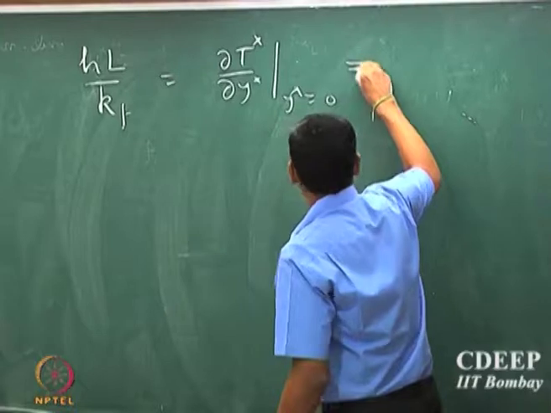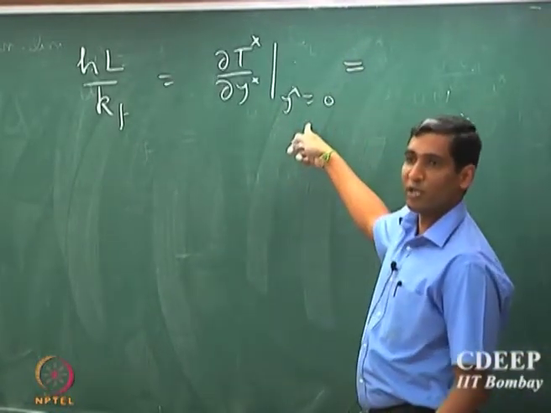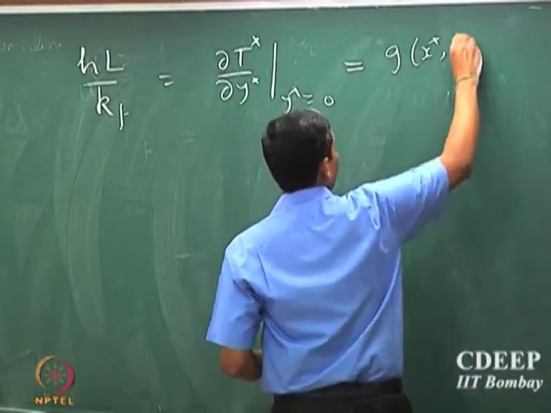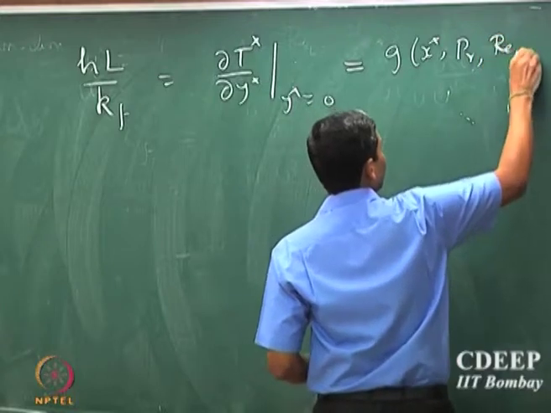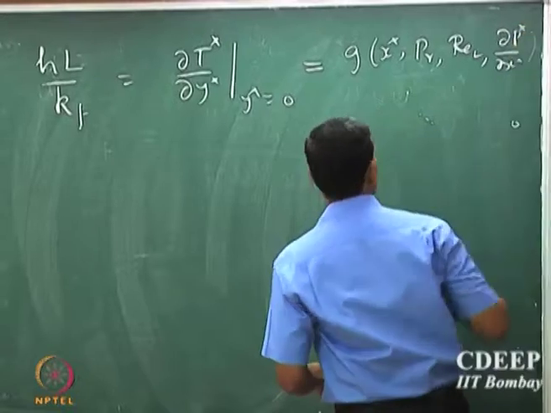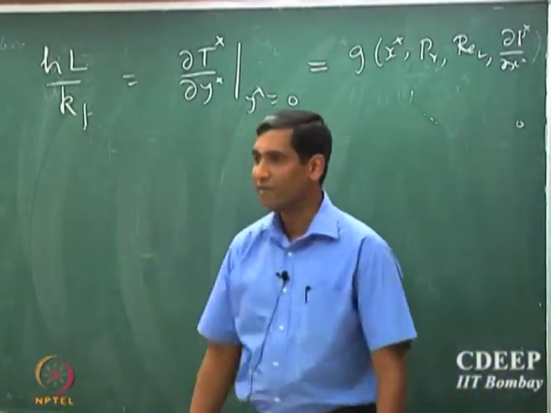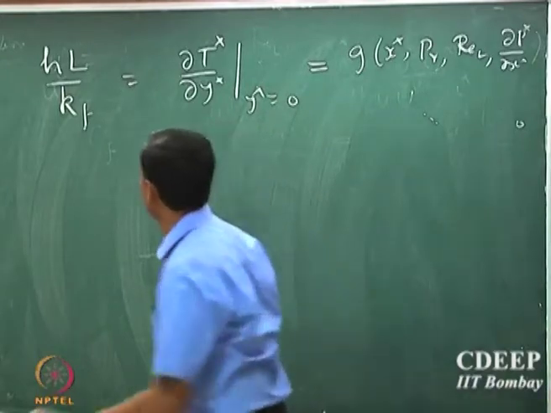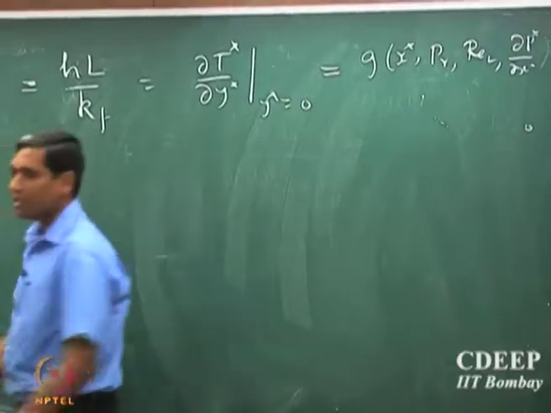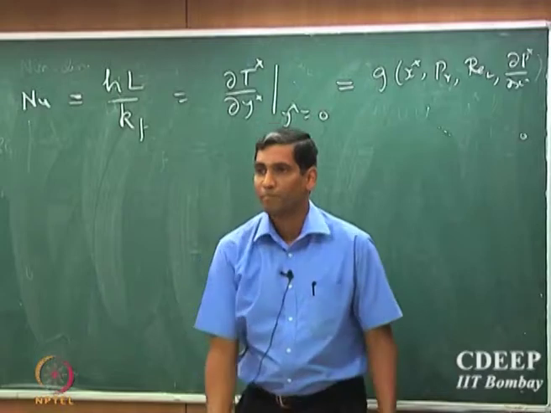Okay. Now because you are evaluating at y star equal to 0, this is only a function of x star, Prandtl number, Reynolds number, and dp star by dx star. Okay. What is this, hL by kf? Nusselt number. So this is what is called the Nusselt number. I am sure you must have seen this in your transport course last semester. What does it signify?